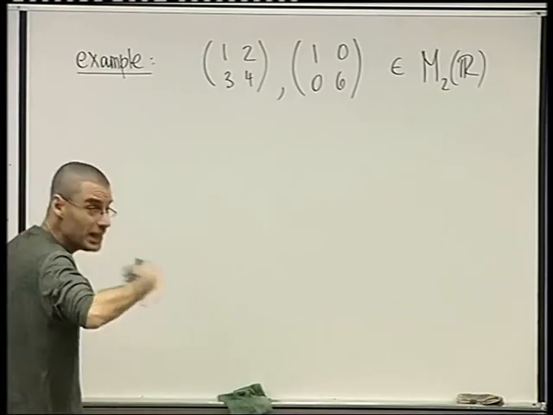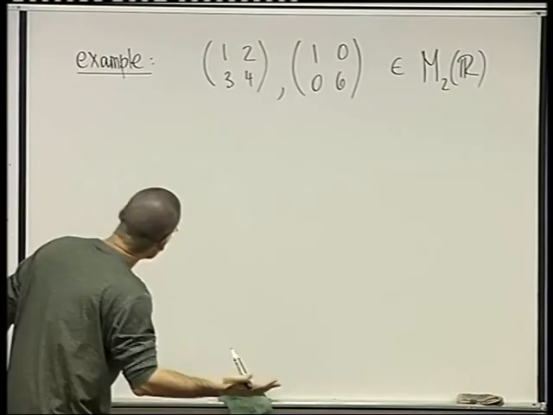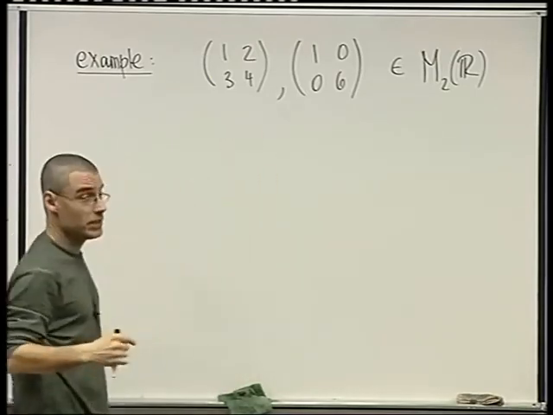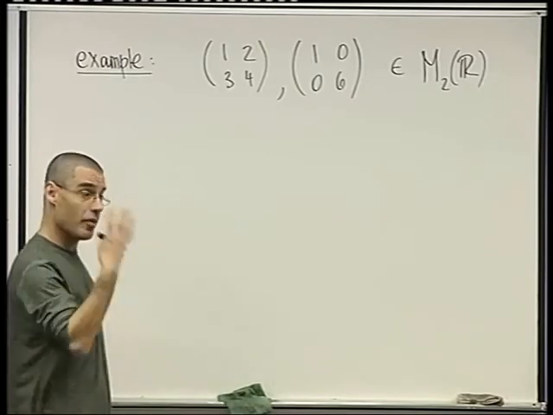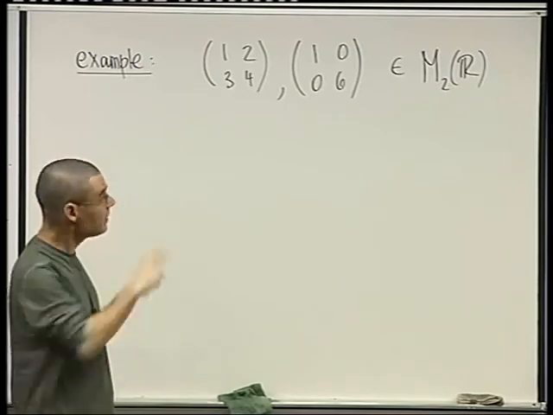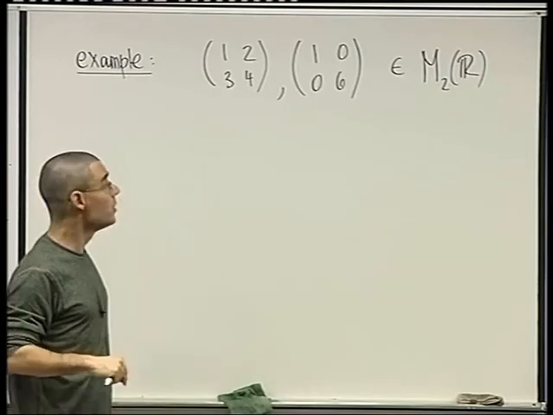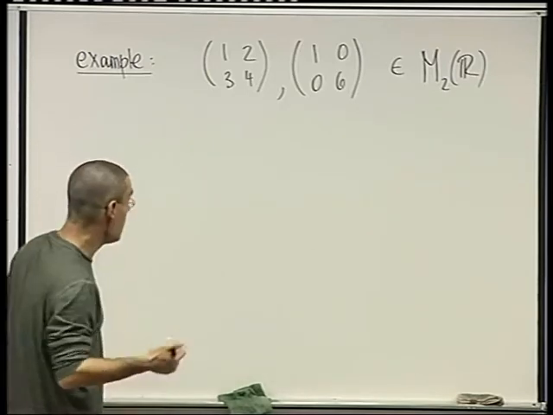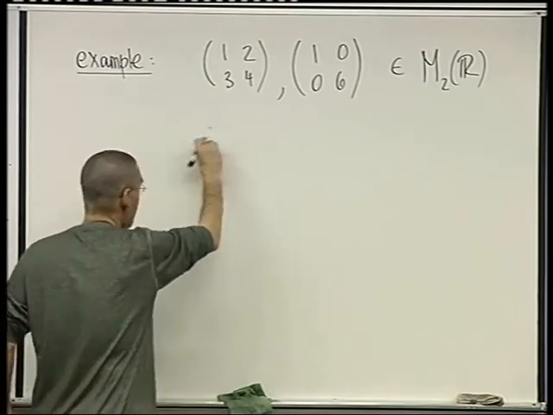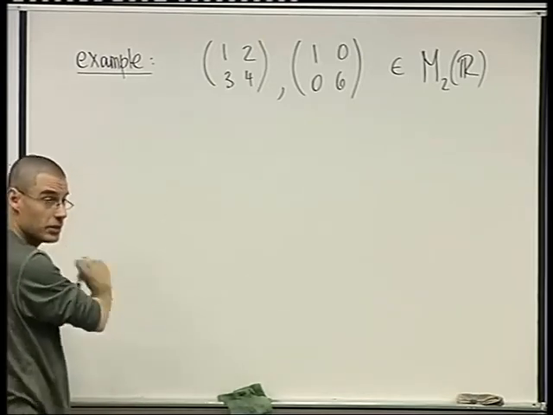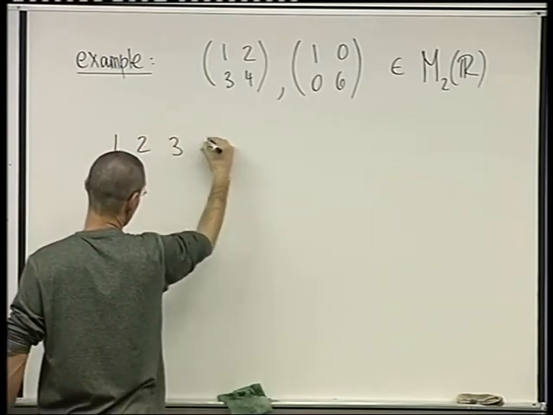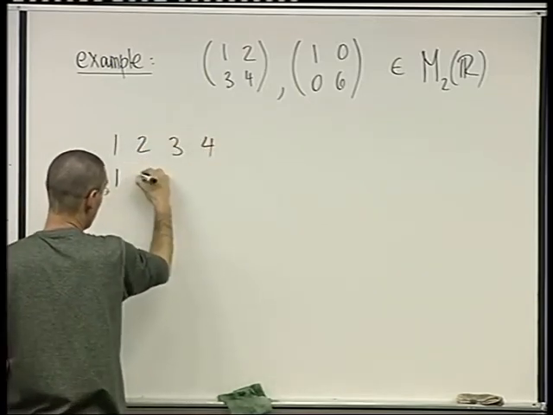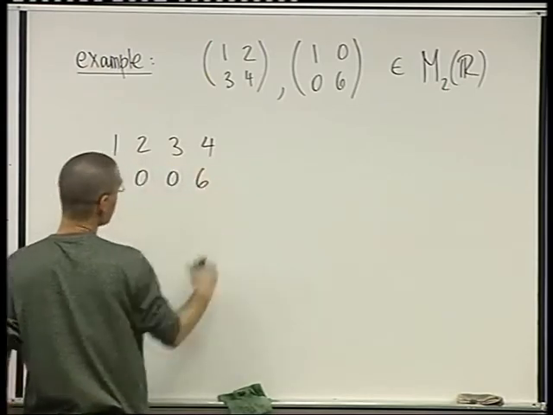We can complete them, and completing them would be to take 2 more matrices somehow and get a linearly independent set of 4 guys that's already going to be a basis for the entire space. Okay, so how do we do it? Well, we straighten them out as rows in a bigger matrix. We've seen this idea. So here goes 1, 2, 3, 4, and 1, 0, 0, 6.